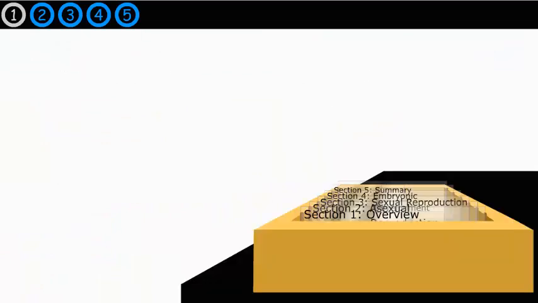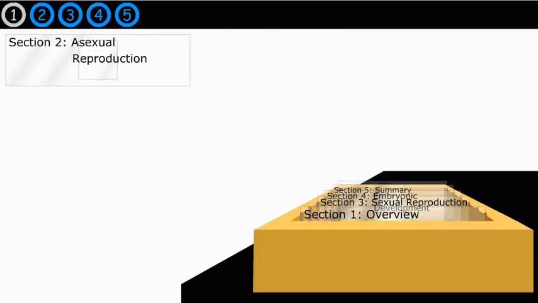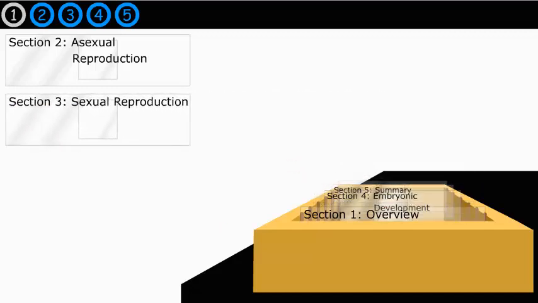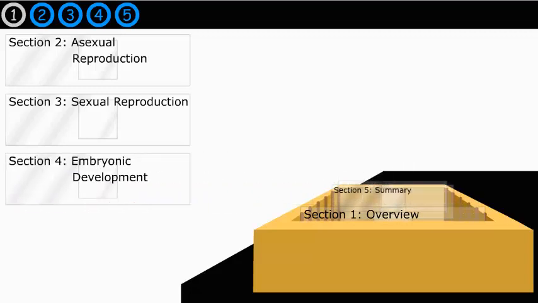In this activity, we'll learn how plants reproduce and develop. We'll start by examining the different types of asexual reproduction. We'll then learn about sexual reproduction and embryonic development in plants.